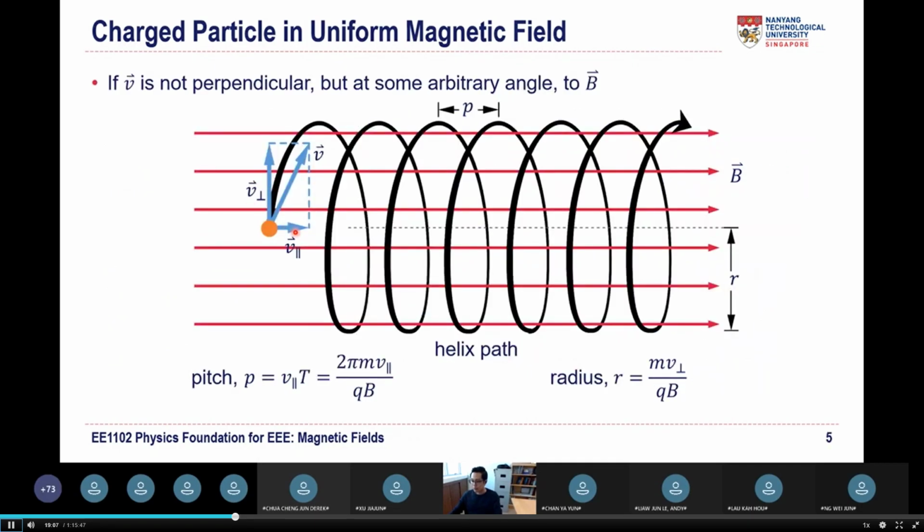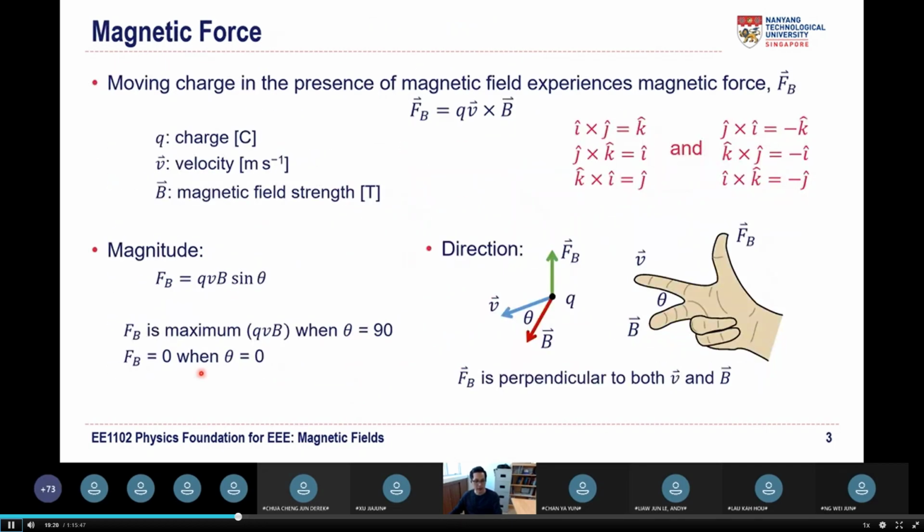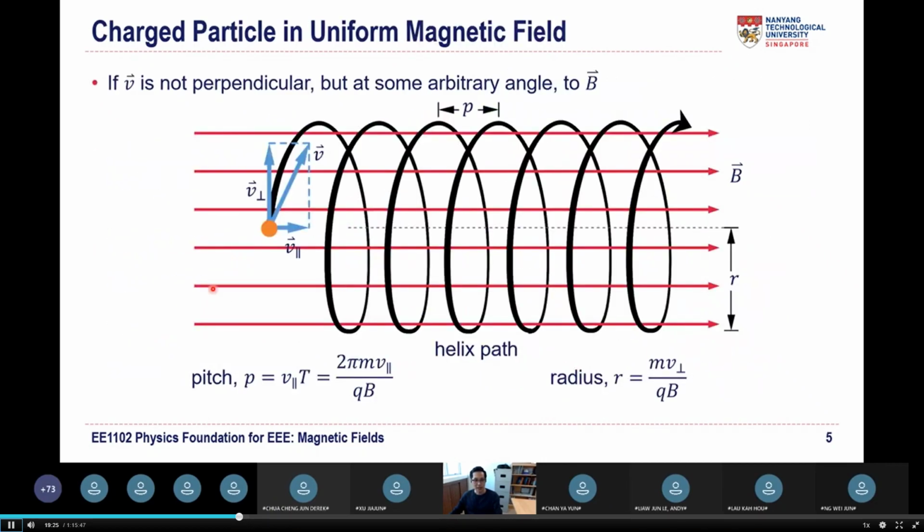And then there is also the parallel component, which will not have any force, right? Because for the component parallel to B, as we can see from this equation, when theta is 0, we get 0 force. So there will be no force acting on this particle in the horizontal direction in this case. There's only going to be a force acting due to the perpendicular component, which gives us the circular motion.